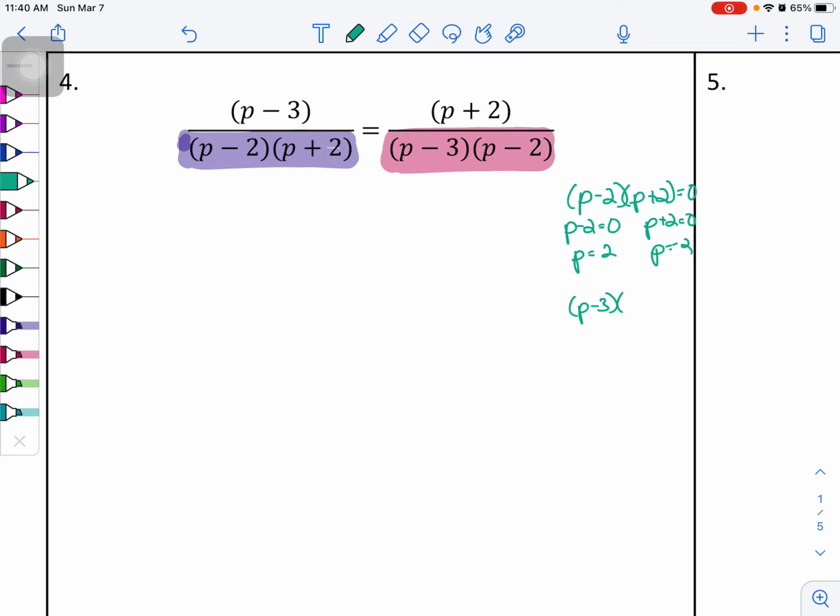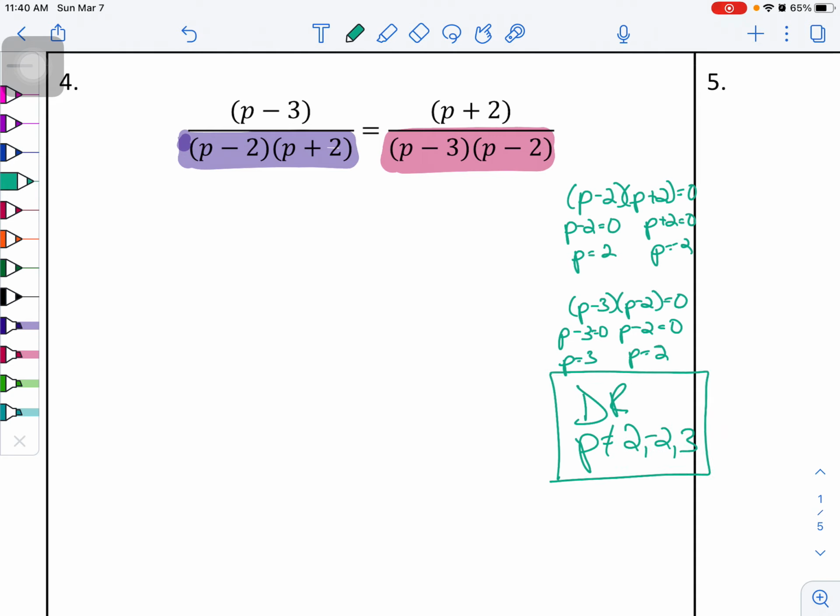So let's see what we get here. So p equals 2, p equals negative 2. That's one denominator. Separately, I can figure out my other denominator, set it equal to 0. So each factor gets set equal to 0. So p equals 3, p equals 2. All right, so my domain restrictions here: p cannot equal 2, negative 2, or 3. So those are my domain restrictions.